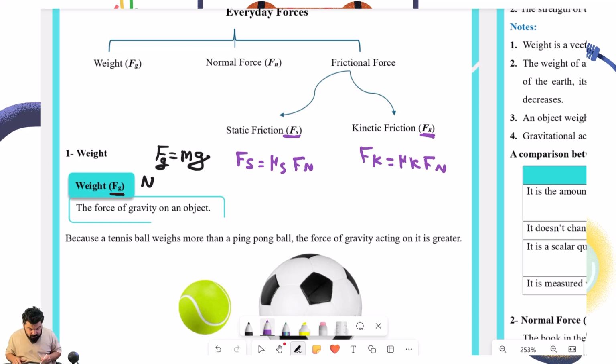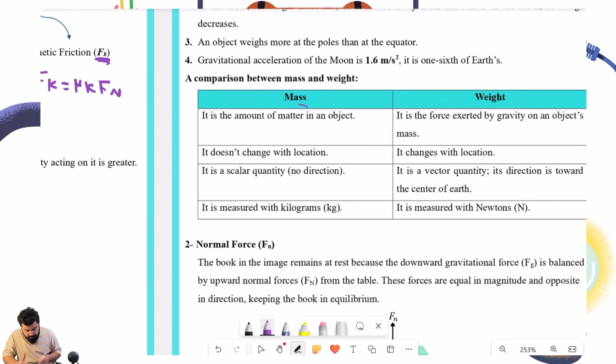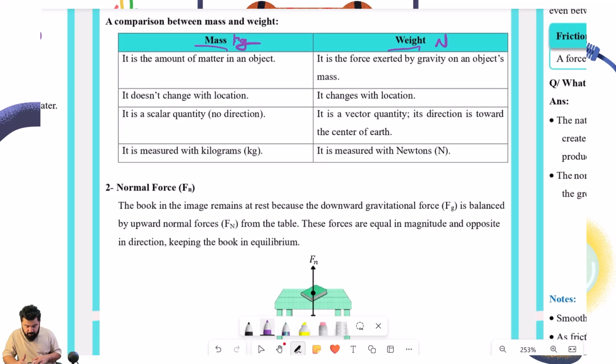Be careful. Now, what is static friction? What is kinetic friction? Static friction is basically how much force you need to start an object moving, and kinetic friction is how much force you need to keep an object moving. This is basically the difference between mass and weight. Mass is measured in kilograms, weight is measured in Newtons. Mass is the amount of matter in an object, weight is the force applied by gravity. Mass is a scalar quantity, it doesn't have direction, but weight is toward the center of Earth, or toward the center of the moon, or toward the center of any planet, Mars, Venus, or any other planet.